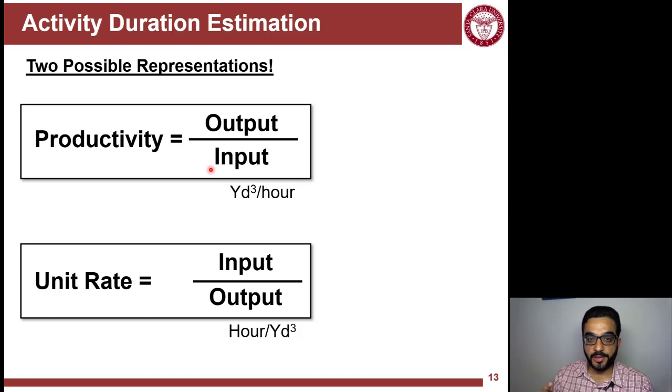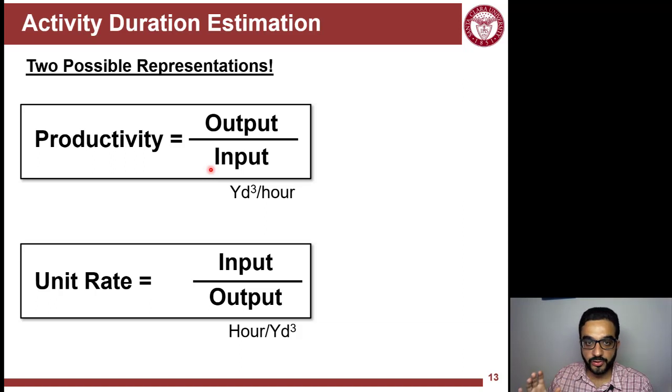Another thing, the flip of the coin. So the other side of the coin, you can say. So productivity is output over input. Some people in industry are more comfortable talking the unit rate language instead of production rate language. So unit rate is input over output. So they think about how many labor hours to put in producing 1 cubic yard of work.